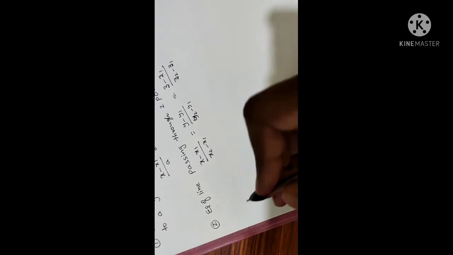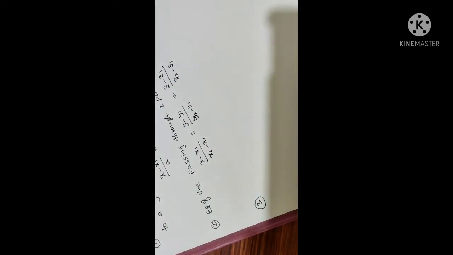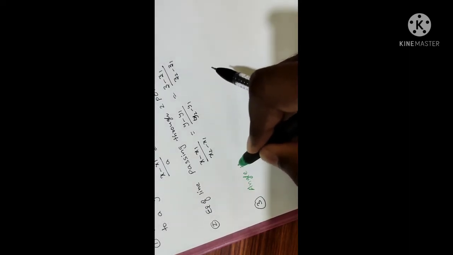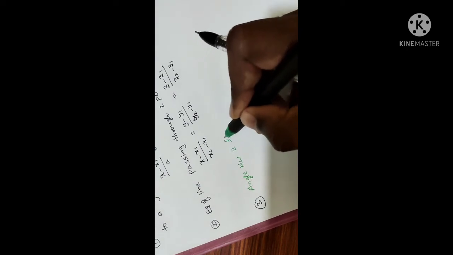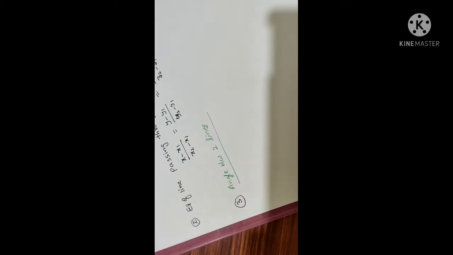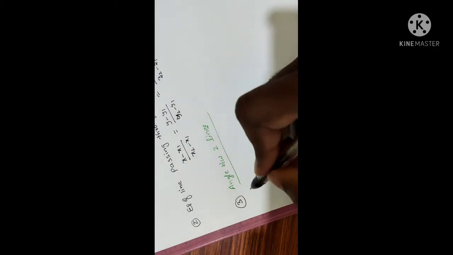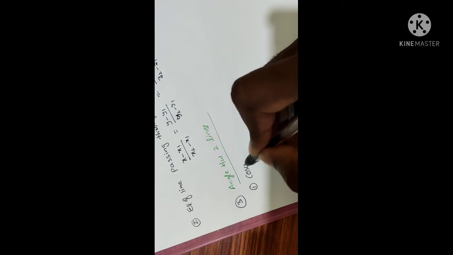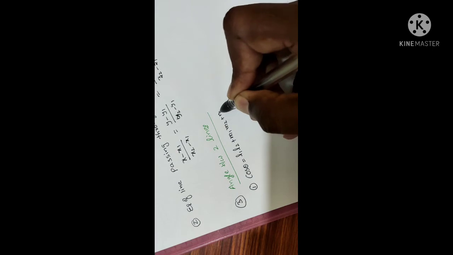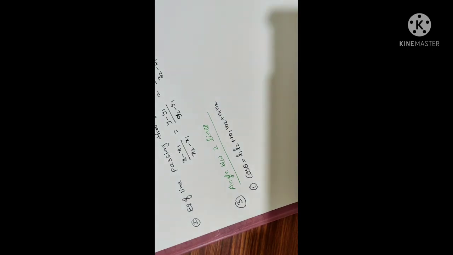Third one. How to find angle between two lines? This angle we can discuss in both cases, if DCs are given and if DRs are given. First one, cos theta is equal to L1 L2 plus M1 M2 plus N1 N2. Here L1 M1 N1, L2 M2 N2 are direction cosines.